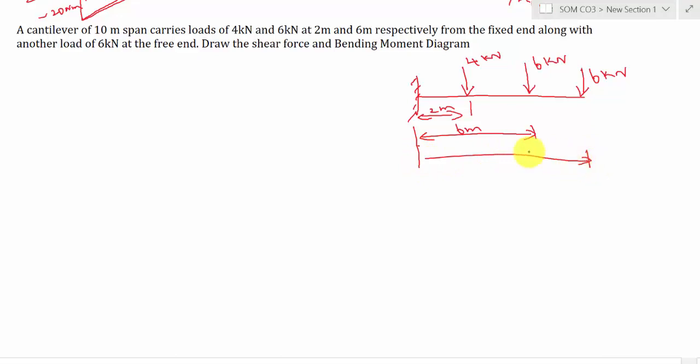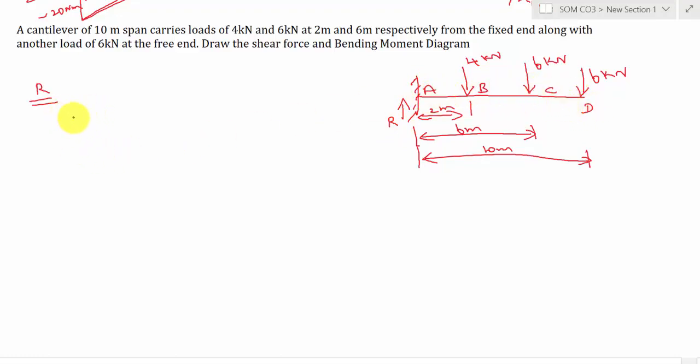So the overall length is 10 meter. Okay. So first, before drawing the shear force diagram, as I told you earlier, first we have to calculate the resultant force. Okay. So here a vertical reaction will be acting in the upward direction. So let's name the points A, B, C and D.